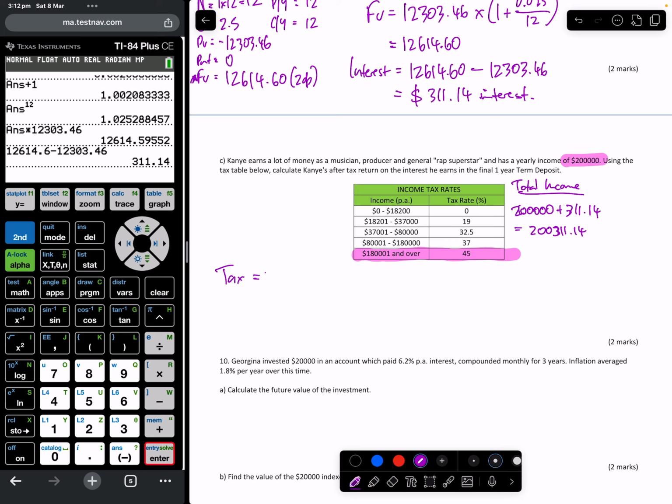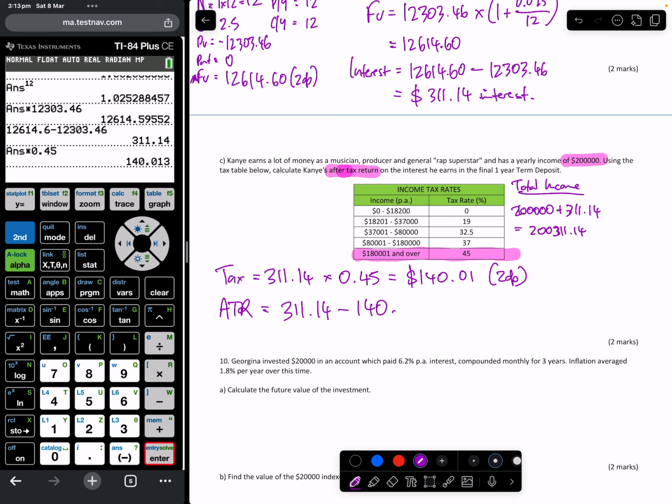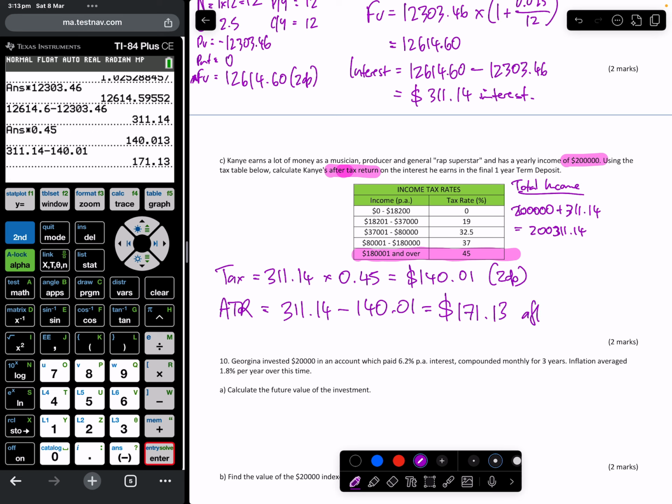So find his after-tax return. So what is he actually going to get out of that interest after the government's taken some of it? ATR is what he's supposed to get, $311.14 minus what the government takes. 311.14 minus 140.01, $171.13 after tax return.